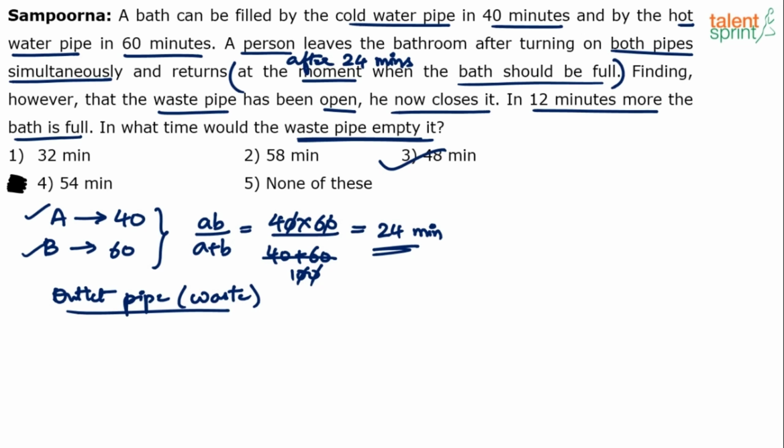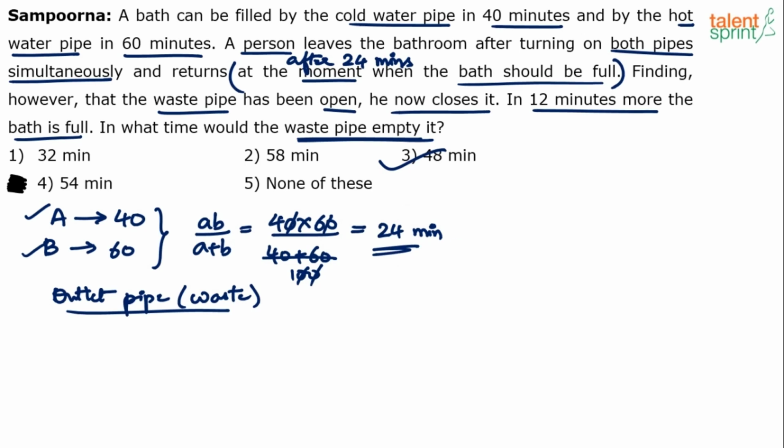There are two pipes, A and B, and there is a third pipe, the outlet pipe. We know that A can do the work in 40 minutes, B can do it in 60 minutes. So both A and B together can do it in 24 minutes. Whether you follow AB by A plus B or 1 by A plus 1 by B, any method will give you the answer as 24 minutes. Which means A and B together can fill the tank in 24 minutes. That's the first point to be understood.